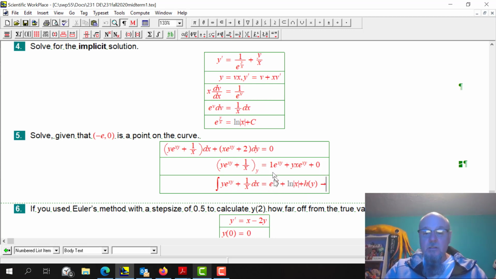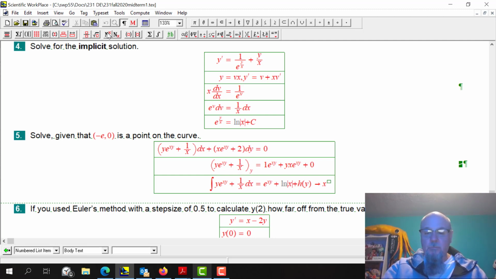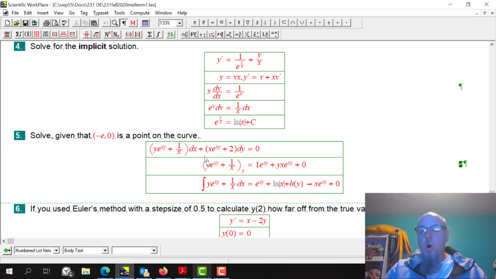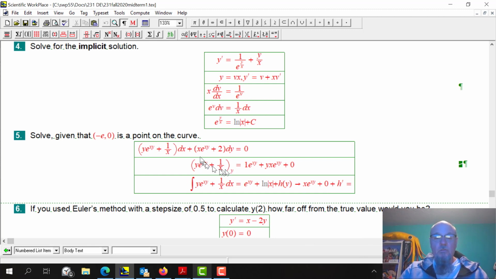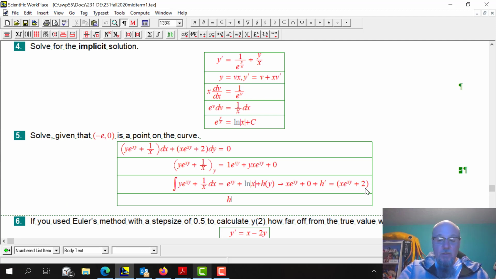Differentiate this with respect to y. So I get x e to the xy plus the derivative of ln x with respect to y is 0 plus h prime, and I set that equal to the second bracket. That tells me that h prime has got to be 2. So that means that h is equal to 2y.